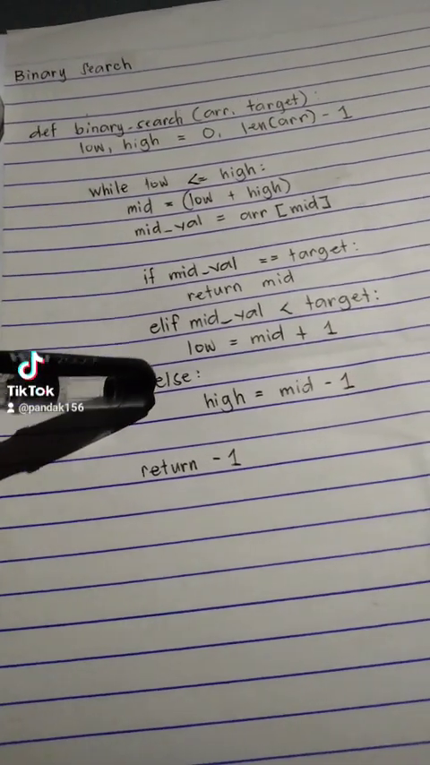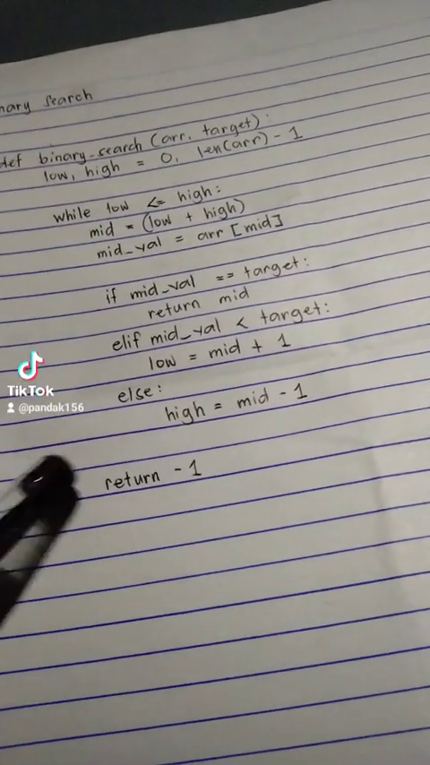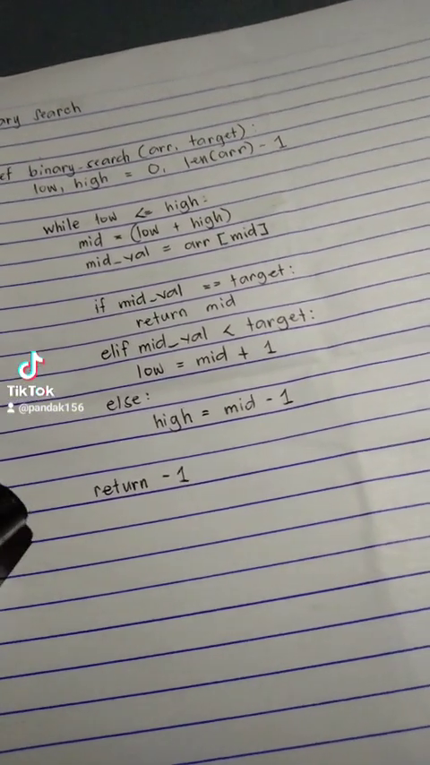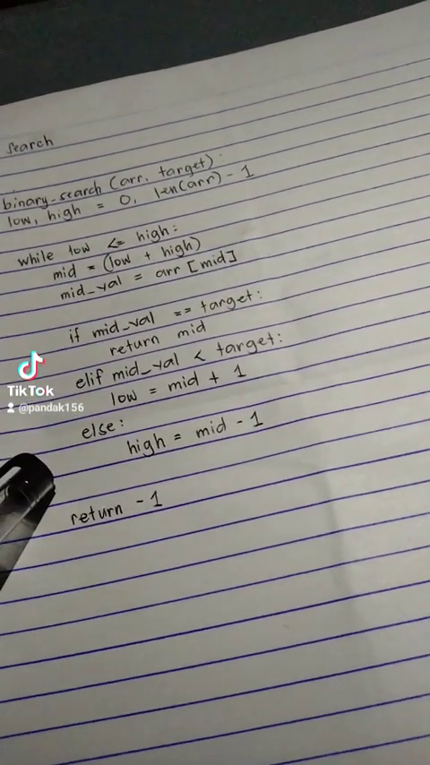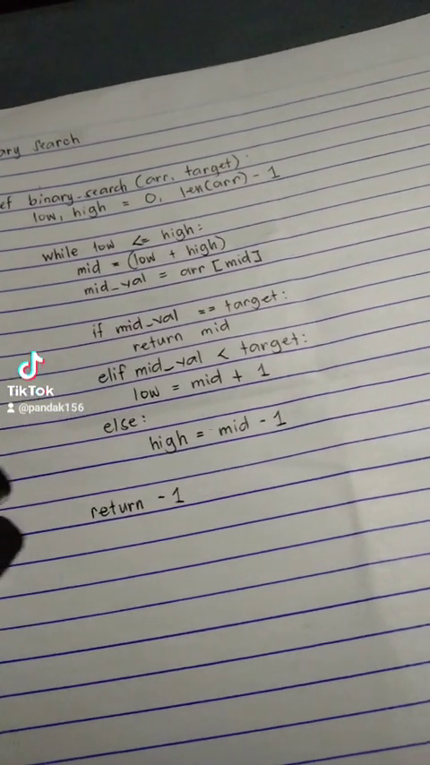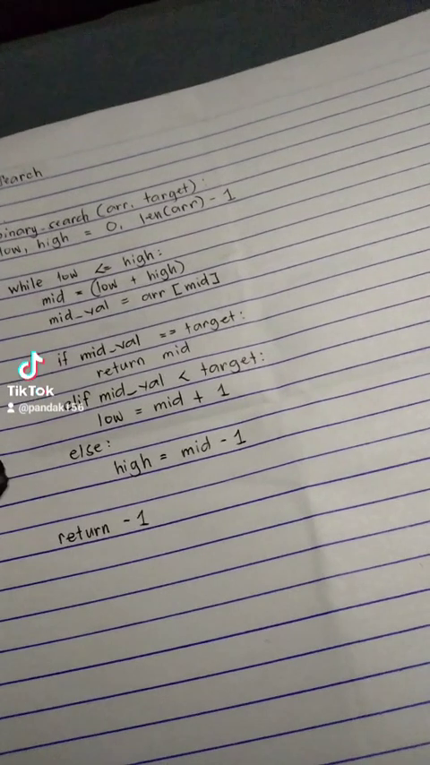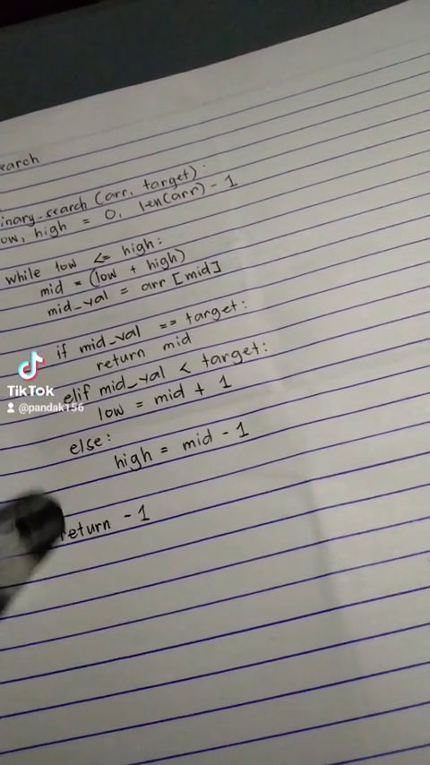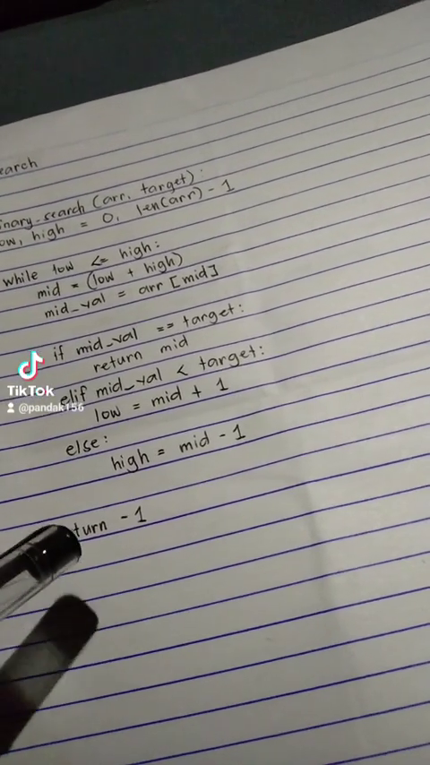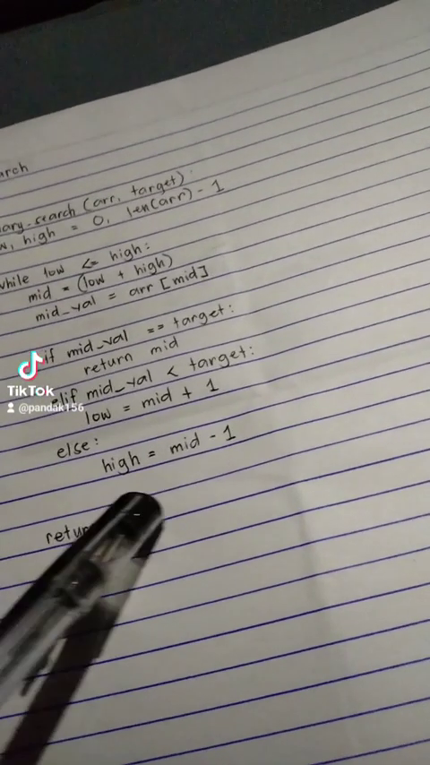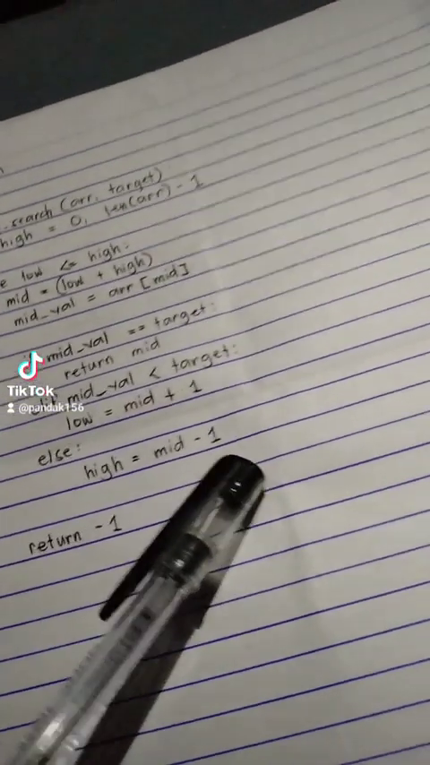Else, high equals mid minus 1. In this line, adjust to search the left half, high equals mid minus 1. If the loop completes without finding the target, it will return minus 1.